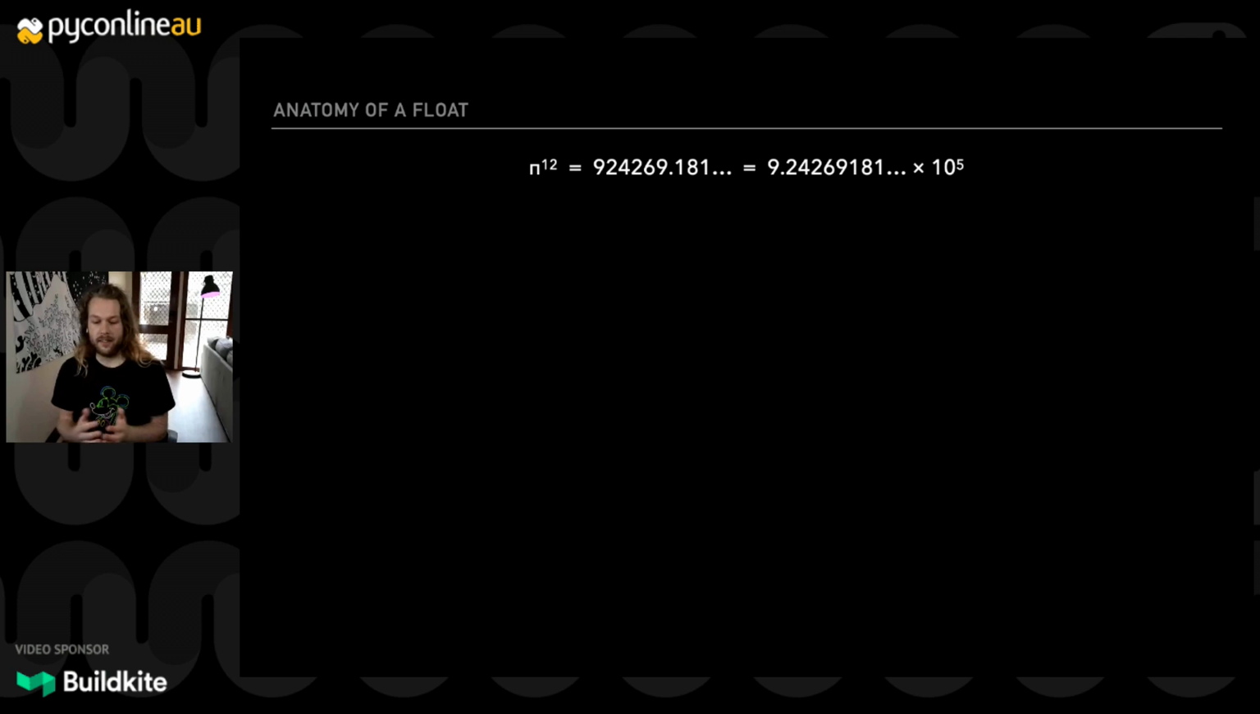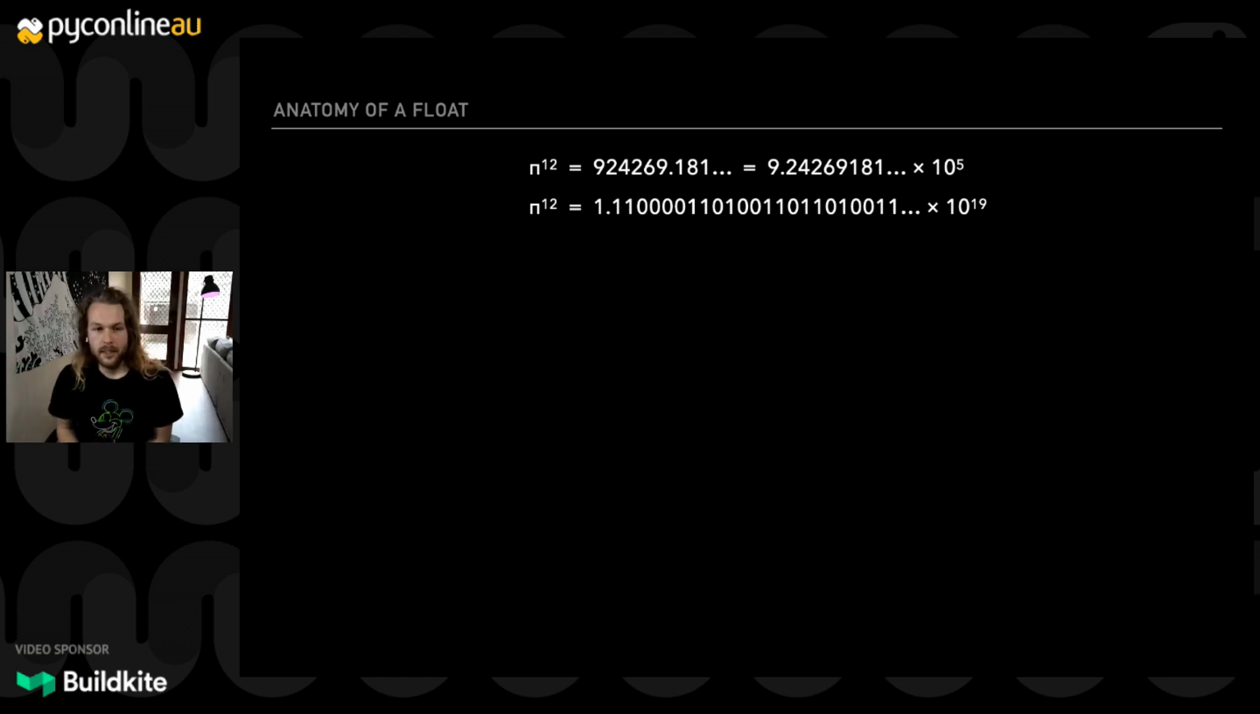But what is the approximation? What does a float look like? Well, you might remember scientific notation from high school maths. So this number is pi to the power of 12, and we can write it down as 9.24 blah blah blah times 10 to the power of 5. And floats work roughly like that, except in binary. So forgive the slide. That should be 1.11 times 2 to the power of 19.